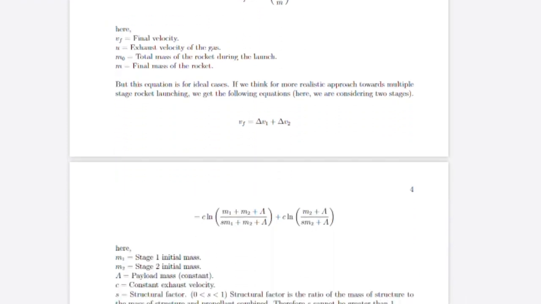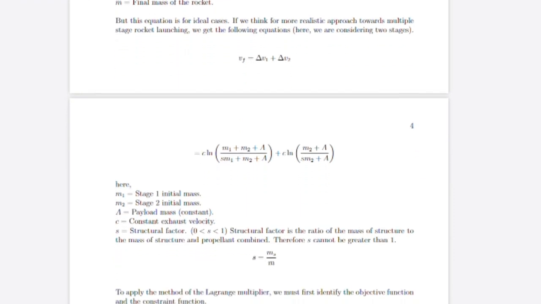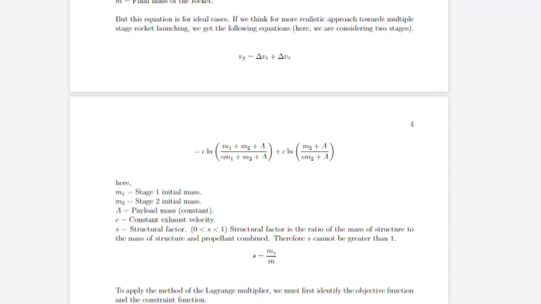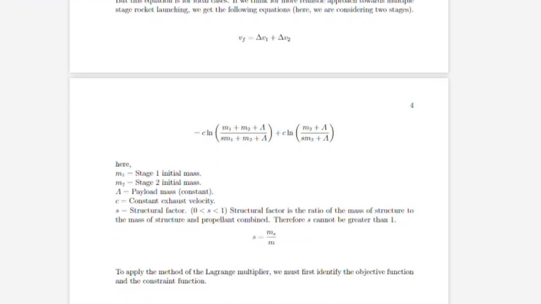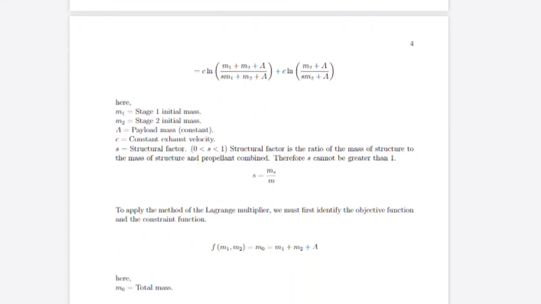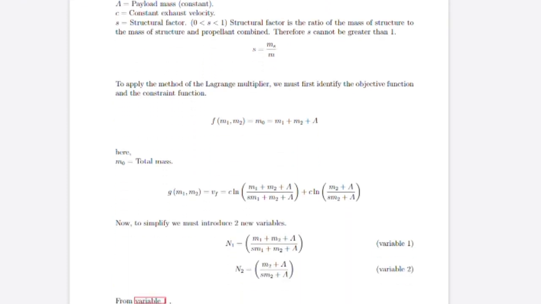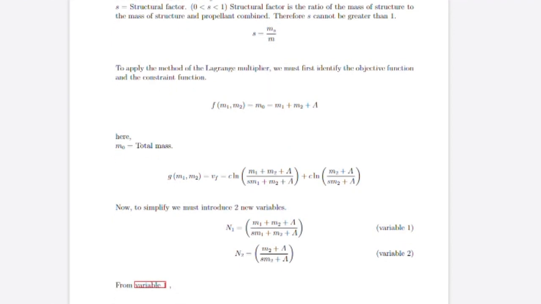But this is just the ideal case. If we move towards a more practical approach, we get Vf equals c ln (m1 + m2 + a)/(s m1 + m2 + a) plus c ln (m2 + a)/(s m2 + a). Here m1 represents the stage 1 initial mass, m2 represents the stage 2 initial mass, a represents the payload mass, c represents the constant exhaust velocity, and s represents the structural factor, which is always between 0 and 1 and which is the ratio of ms upon m. Now, if we look at the total mass, it will be m1 plus m2 plus a. That means stage 1 mass plus stage 2 mass plus payload capacity.